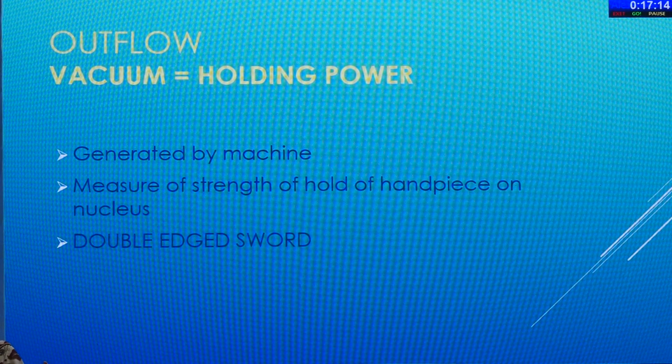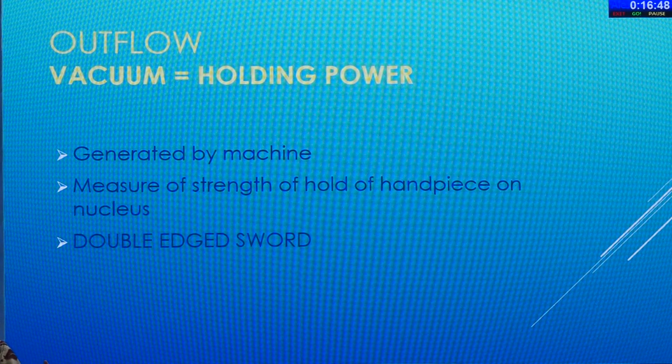Now, the main thing, the aspiration system, is the main part of the phaco dynamics here. As we discussed, it will be vacuum, flow rate, and subsequently we'll discuss compliance and followability, etc. So, first to talk about vacuum, what is vacuum? Vacuum basically is the holding power and it is generated by the machine. It is the measure of the strength of the hold of the handpiece over the nucleus.